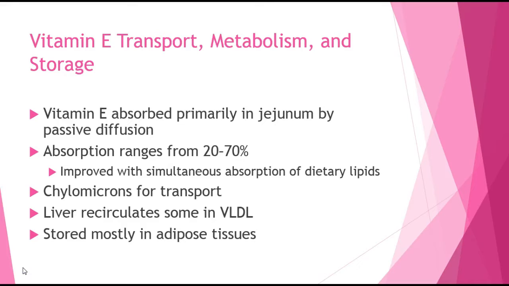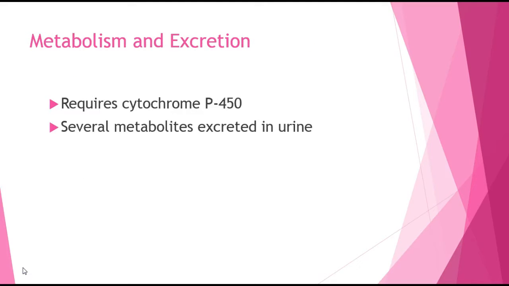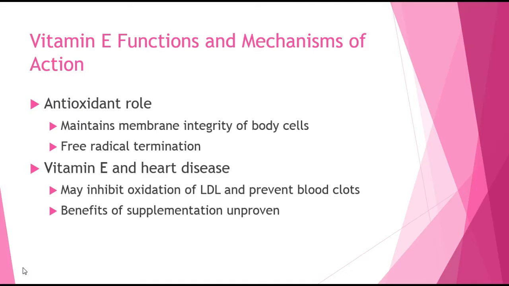It's transported by chylomicrons, and it also is found in VLDL. And because it is fat soluble, that's where it's usually stored in adipose tissue. In order to be excreted, cytochrome P450 is necessary, and it's excreted in the urine. There are several metabolites that are actually excreted in the urine.